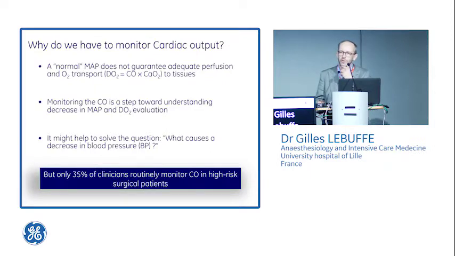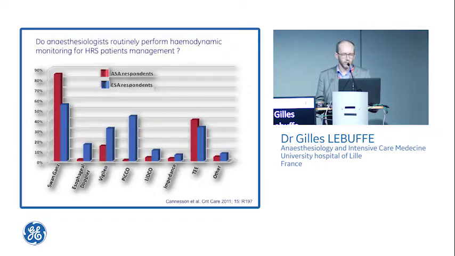When we look at this study regarding American anesthesiologists and European anesthesiologists, we can see that American anesthesiologists continue to use the Swan-Ganz catheter. It's different in Europe. Europeans use other monitors, more particularly pulse contour monitors with VolumeView, PICO, and impedance metry also, and esophageal Doppler. But only 35% of anesthesiologists monitor cardiac output.